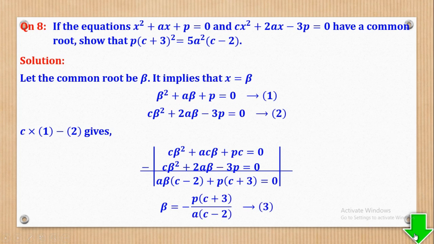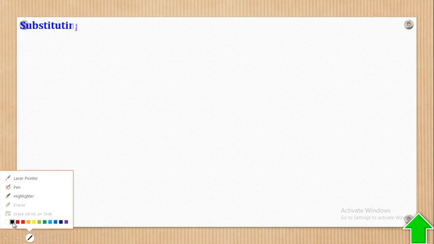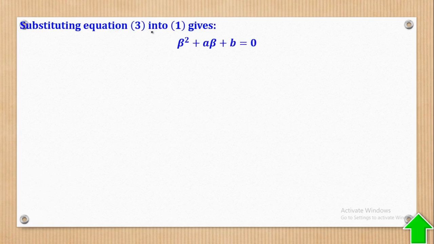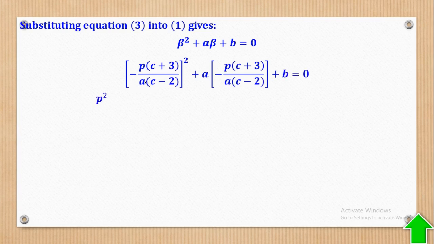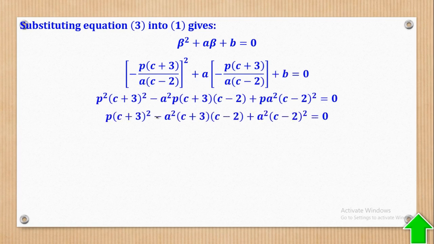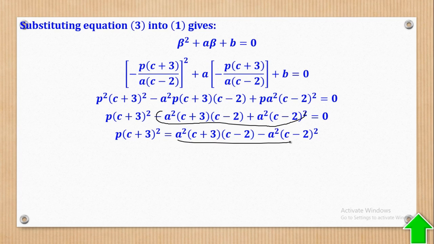So now that I've got beta, I'll substitute equation 3 into equation 1 to come up with that. So that is equation 1. Substitute beta to come up with that. Then multiply throughout by the LCM to come up with that. So here we are still simplifying, because here we realize that P is common. There is P here, there is P here, there is P here. So this P will cancel, and here one P will cancel. That's why P here is still there. Then I'll take the whole of this the other side to come up with this thing.